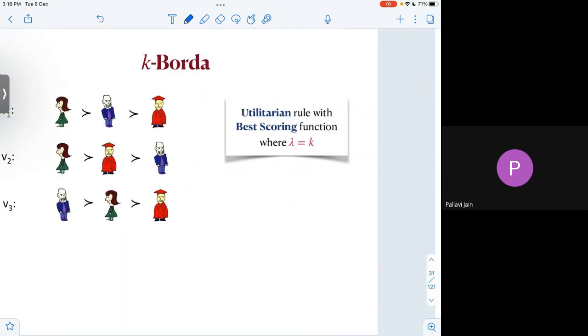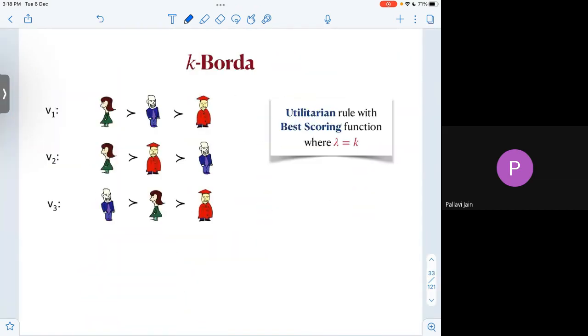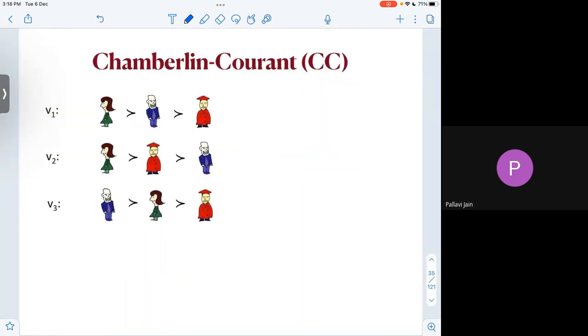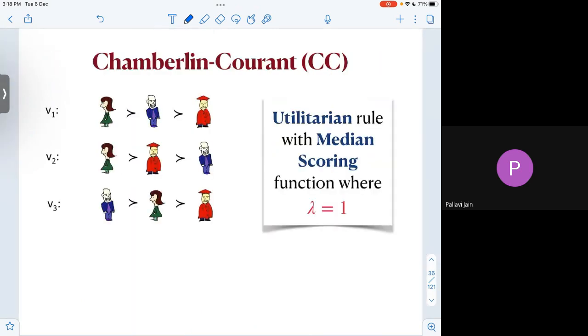Now let's move to another rule. This also I told you already. This is again a utilitarian rule with median scoring function, lambda equal to 1. We saw the example for lambda equal to 1 only. So what will we do here? Summation over V belongs to V of M minus P1 V. Correct?